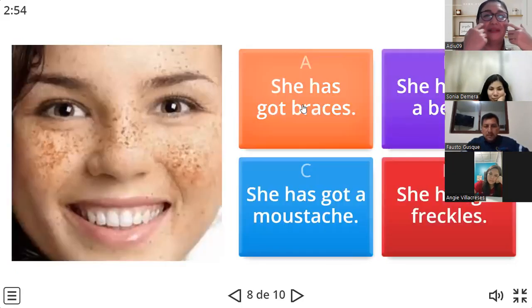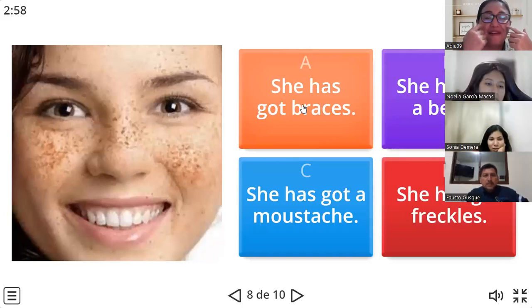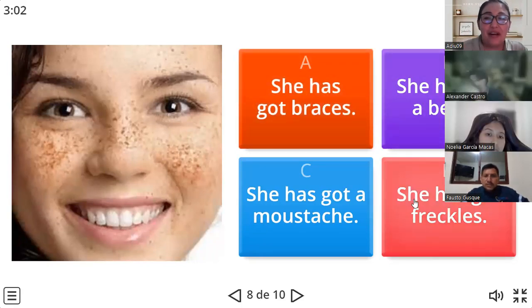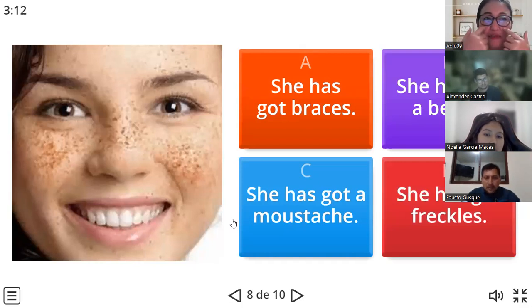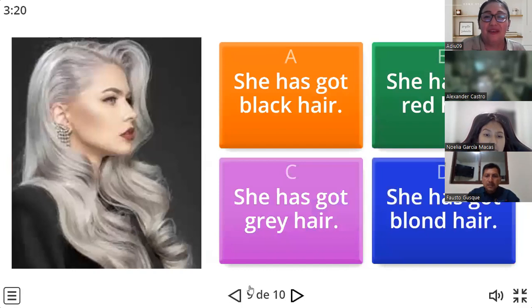What about this? Freckles. Letter B. She has got freckles. Braces? She has got braces? Braces eran los frenillos, pero ella no tiene, right? She doesn't have braces. But she's got freckles. Freckles son como las pequitas, ¿no? Estas manchitas que se hacen por el sol, usually. Freckles. What about this girl?